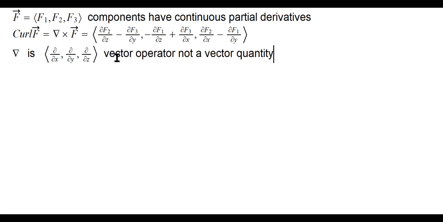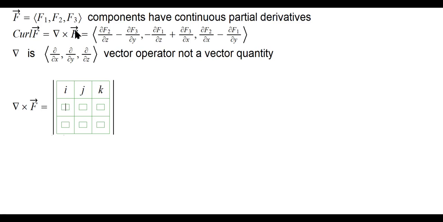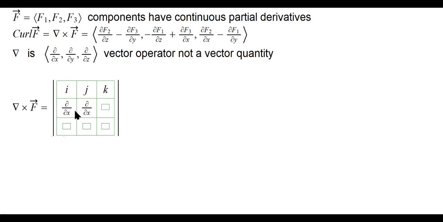So as I said, it is a vector operator, not a vector quantity. If you look at this, you may display it like this, only this way. Don't switch the positions around. Here I have i, j, k, then ∂/∂x, ∂/∂y, and then ∂/∂z, a partial with respect to z.